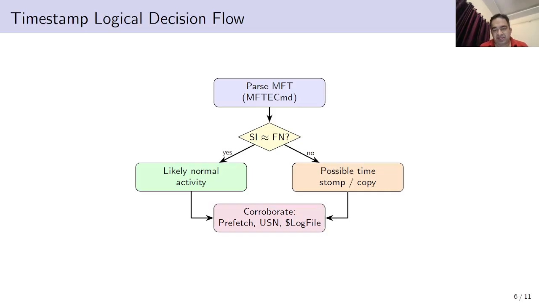The decision flowchart teaches a method. Parse with the MFTECmd tool and ask: is SI equal to FN? If yes, treat as likely normal. If no, consider timestamp copy artifacts. Always corroborate with Prefetch, USN, or the LogFile. For example, SI created much newer than FN created on payload.dll after a copy from a USB stick is common and not automatically malicious, but SI modified older than FN created can be a stamping red flag worth pivoting on.